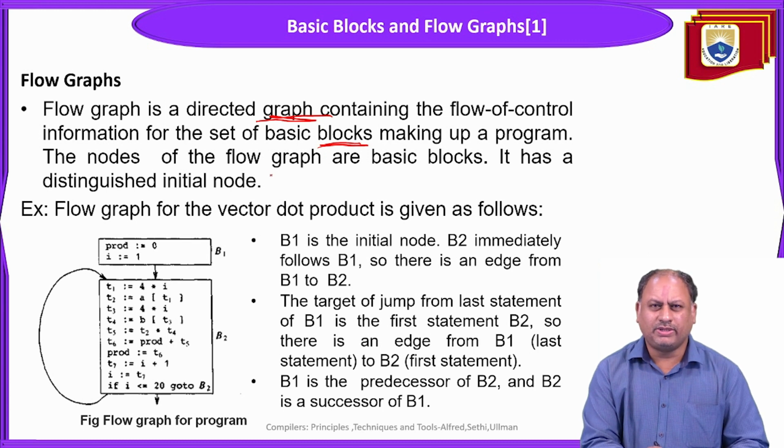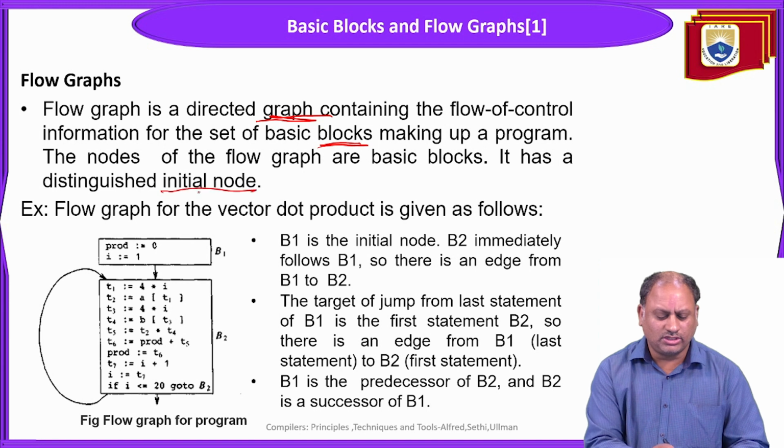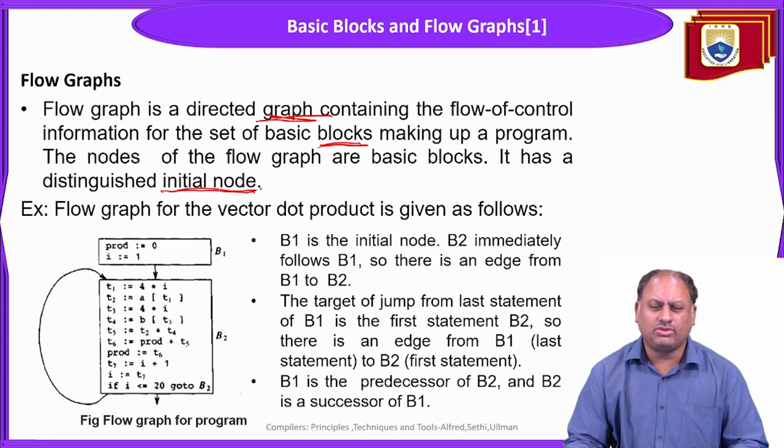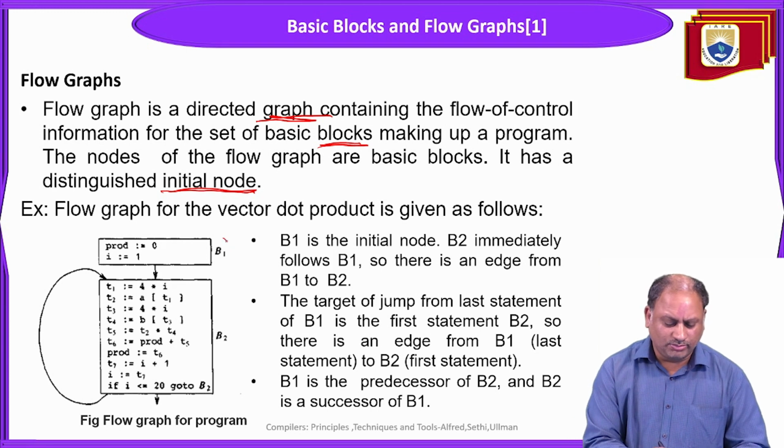Several nodes are present in that flow graph. We know that nodes are circles, and each is considered one basic block of statements, and it also contains a starting, root, or initial node. Now if we consider this example, B1 is a basic block, B2 is another basic block.